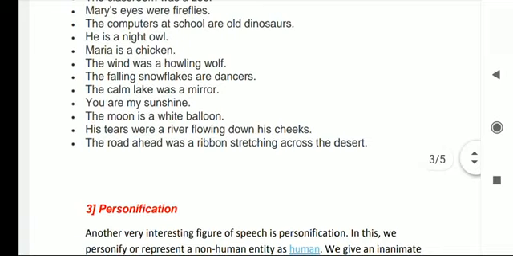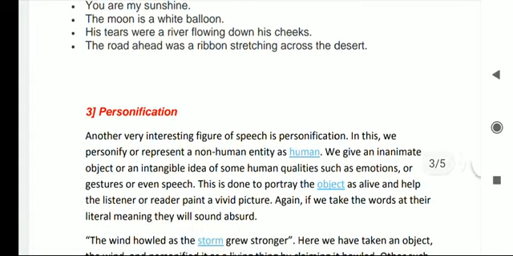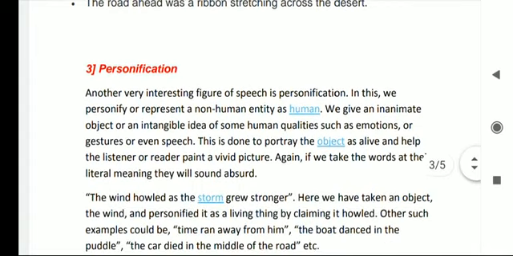The road ahead was a ribbon stretching across the desert. Now personification. Dear students, another interesting figure of speech is personification. In this, we personify or represent a non-human entity as human.